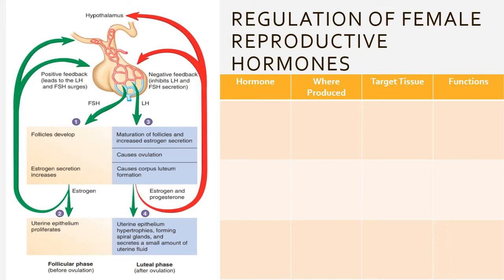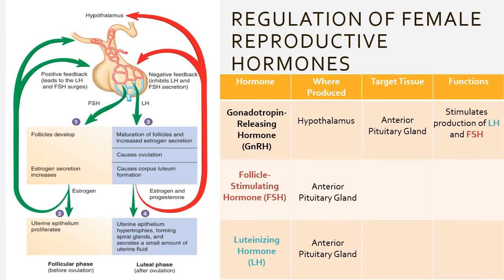Now, let us talk about the regulation of the female reproductive hormones. During puberty, the hypothalamus secretes the gonadotropin-releasing hormone, which will then stimulate the anterior pituitary gland to produce and release the gonadotropic hormones, luteinizing hormone and follicle-stimulating hormone. These two hormones will then proceed to stimulate the woman's ovaries.